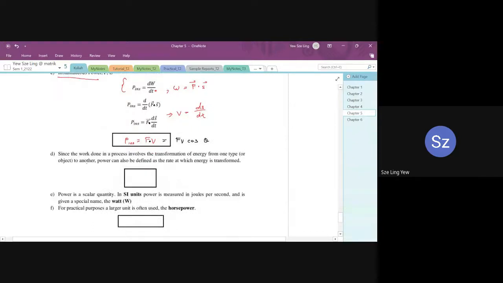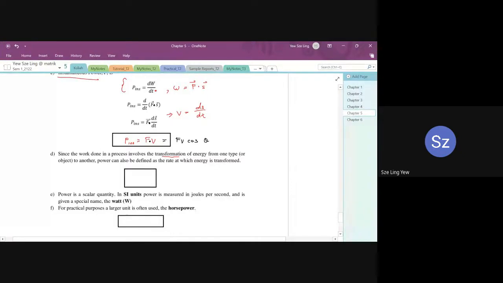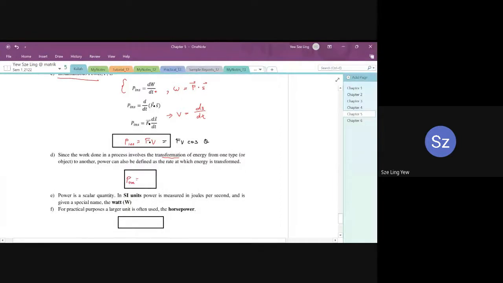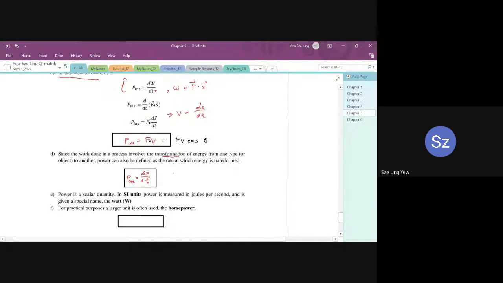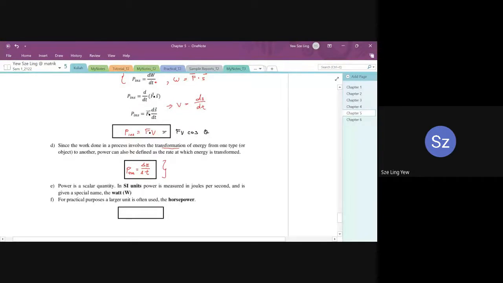Since work done in a process involves the transformation of energy from one type to another, power can also be written as P average equals delta E over delta T. It is defined as the rate at which energy is being transformed. Usually for this delta E, we just look at one of the mechanical energies, either delta K or delta U, over T. You will have a better idea when you go through the exercises in your tutorial class.